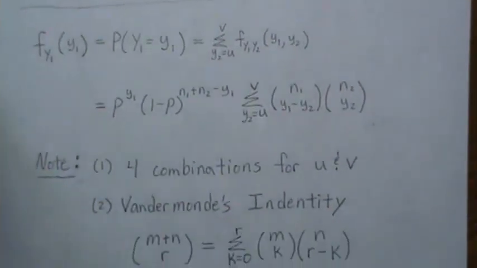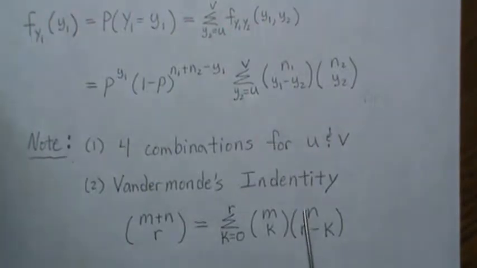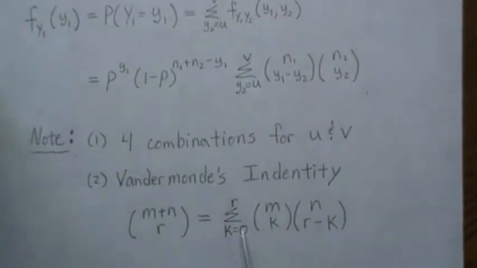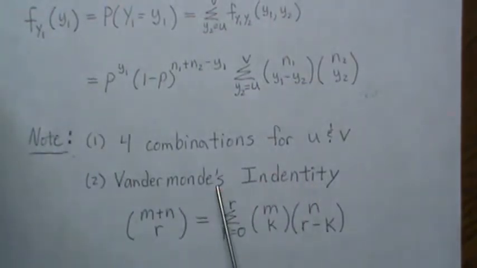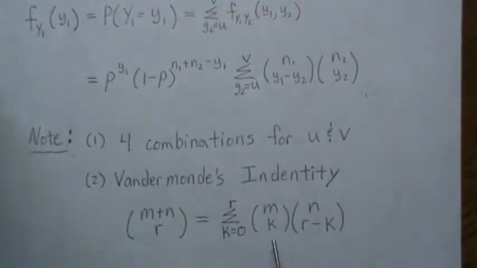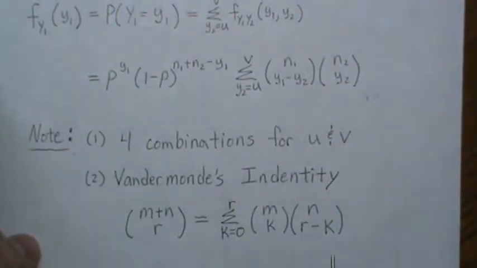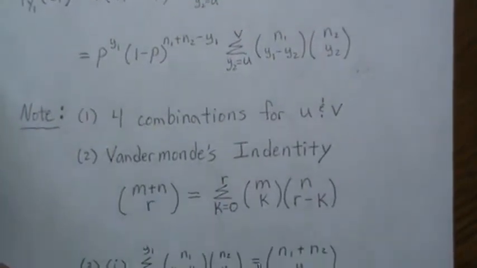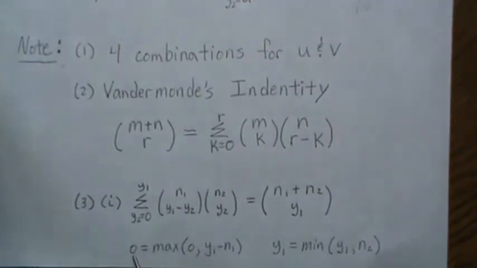But before we look at those, I want to introduce something called Vandermonde's identity. Now I have a video proving this relationship, so if you search Vandermonde's identity in my videos, you'll see a proof of this. But for this video, we're just going to assume it's true. So if we sum from k to r of these, that is equal to m plus n choose r.